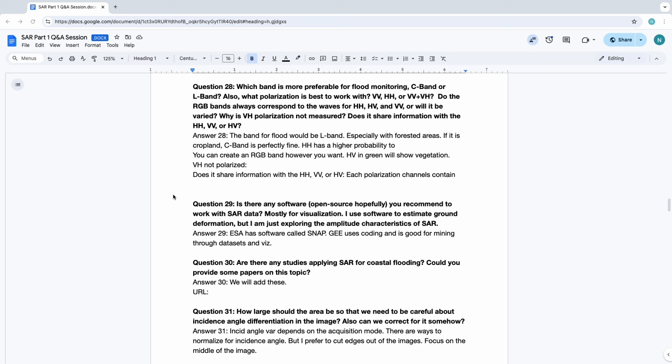Do the RGB bands always correspond to the waves? No, you can create an RGB band however you want. It's always better to put HV or VH in the green channel, because the cross polarize will always be a better indicator of the presence of vegetation. So for visual interpretation, putting HV in the green channel, whatever's vegetated will appear green.